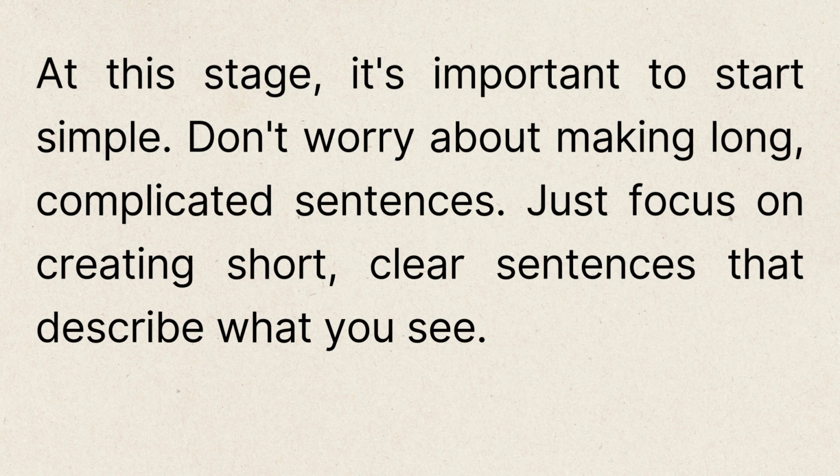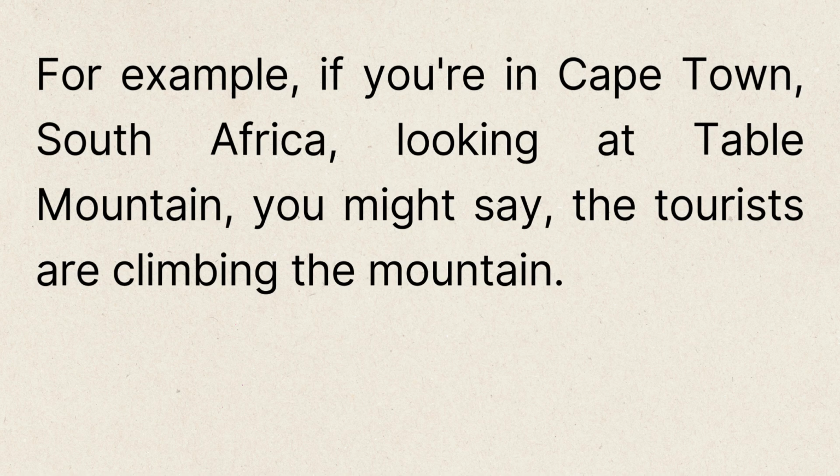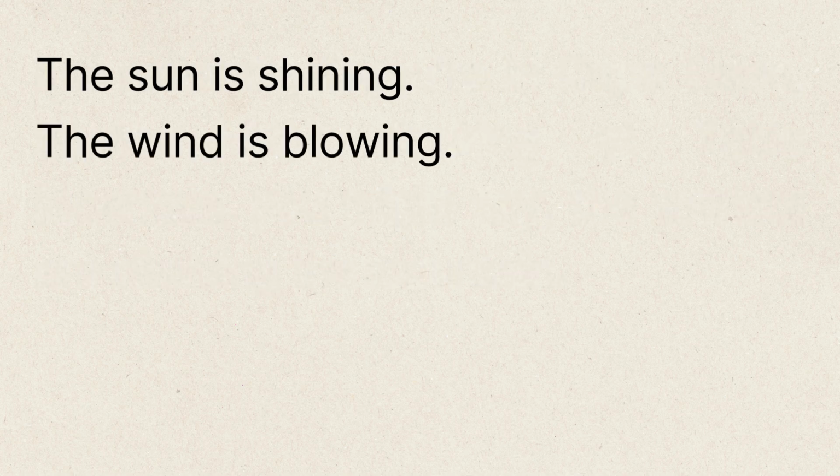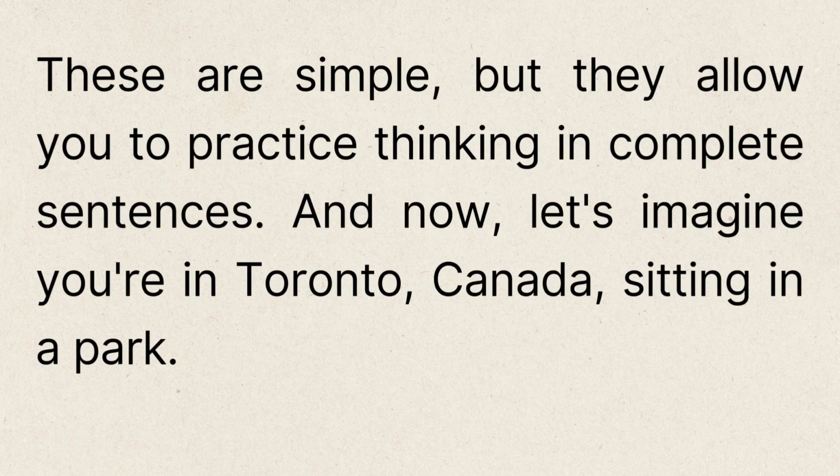Don't worry about making long, complicated sentences. Just focus on creating short, clear sentences that describe what you see. For example, if you're in Cape Town, South Africa, looking at Table Mountain, you might say, the tourists are climbing the mountain. The sun is shining. The wind is blowing. These are simple, but they allow you to practice thinking in complete sentences.